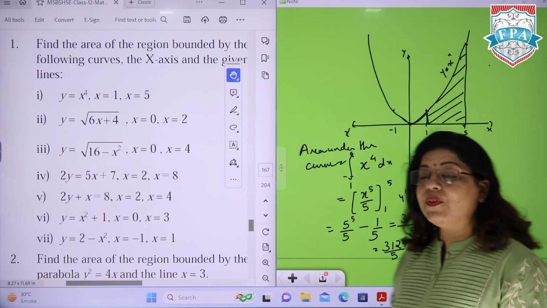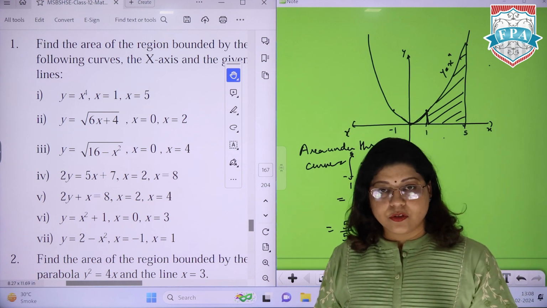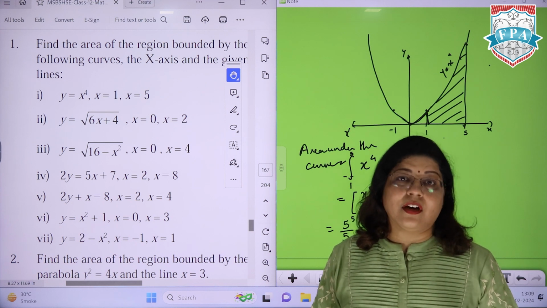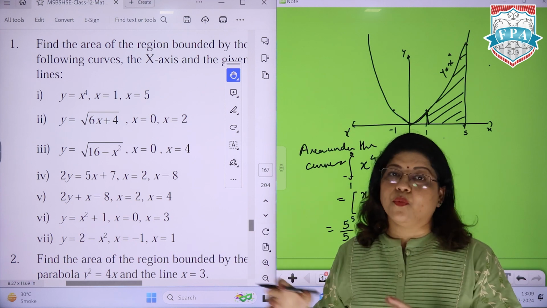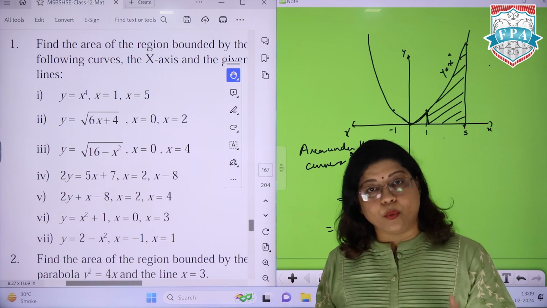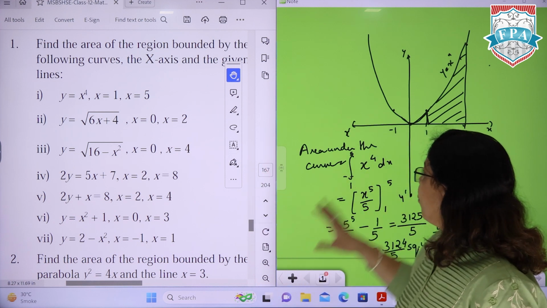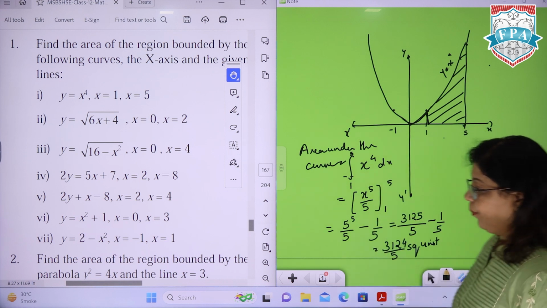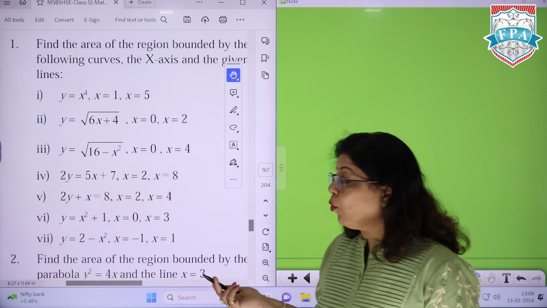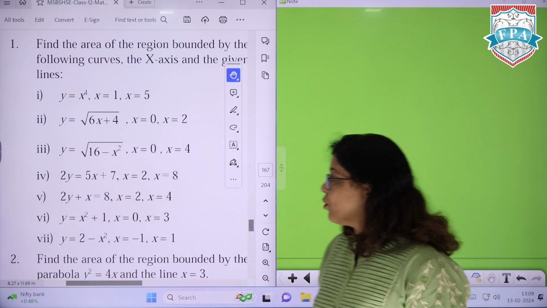Please remember, since we are calculating area, it has to be square unit. You won't be writing square centimeter or square meter because we don't know the actual dimensions or actual unit of the question. So this is how the question can be completed. Now let's take another one, say which is having a straight line over there. So let's take a fourth question over there.